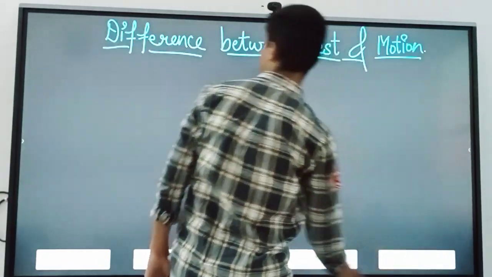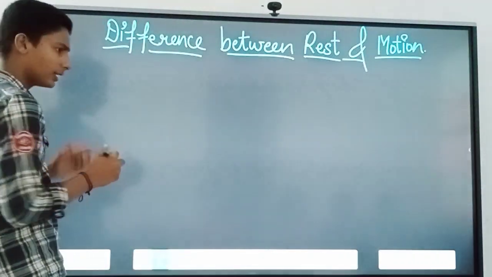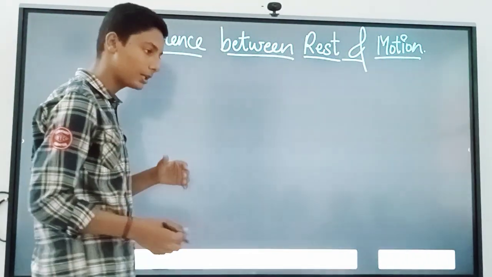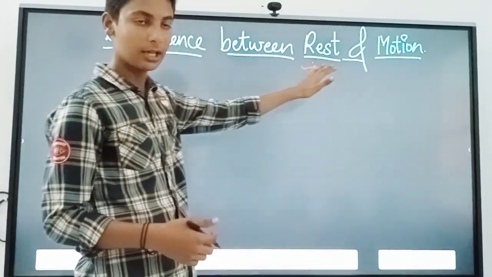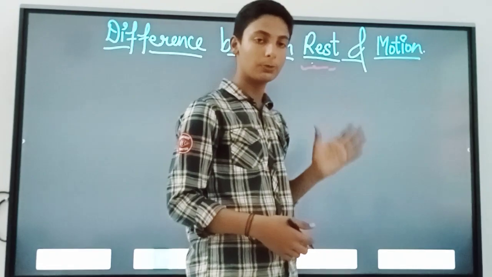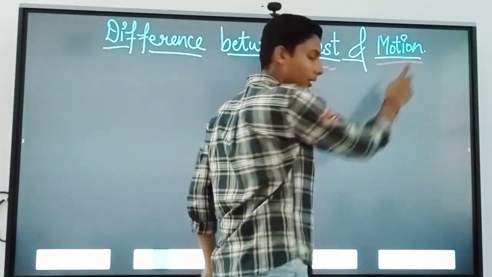So now the difference between rest and motion. When an object doesn't change its position with respect to time and surroundings, that object is said to be at rest. And when an object changes its position with respect to time and surroundings, that object is said to be in motion.